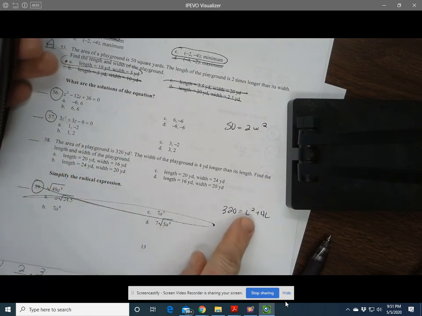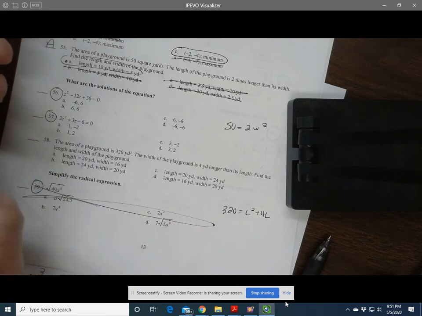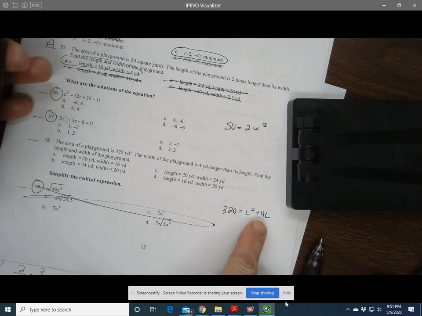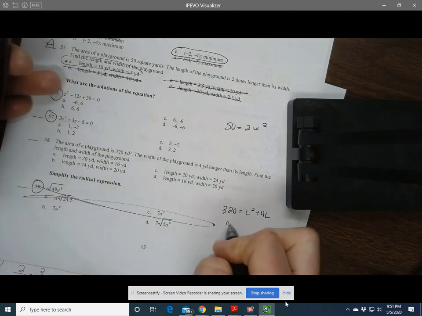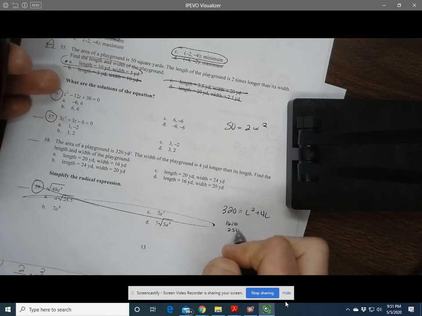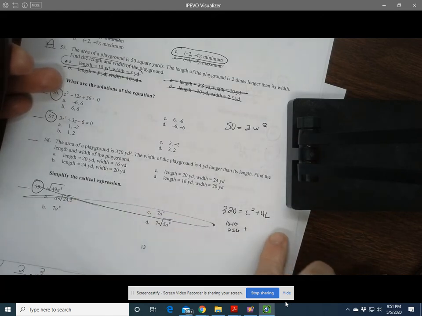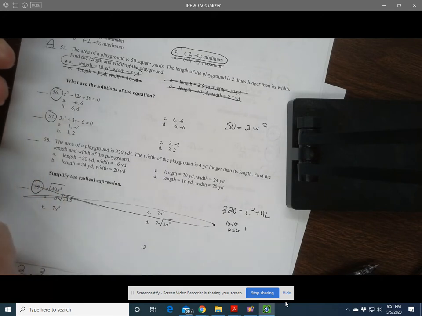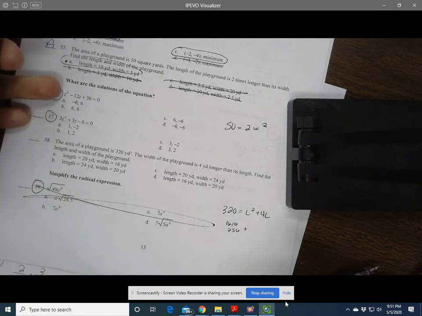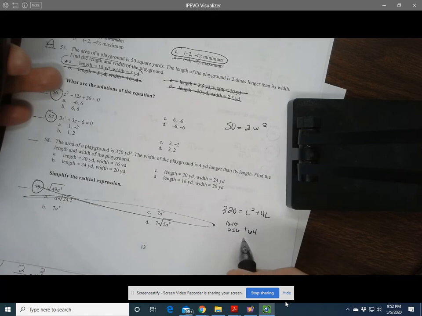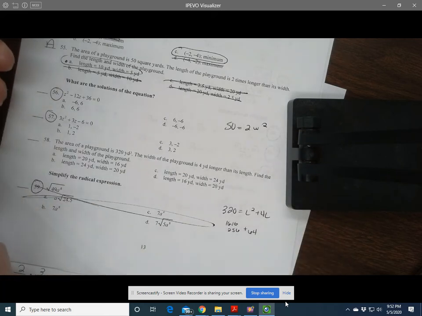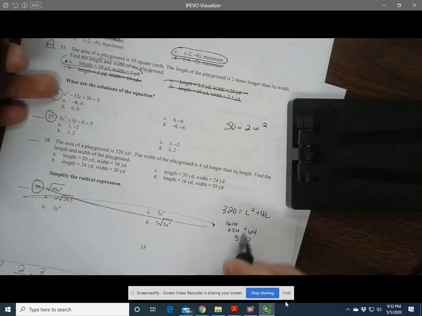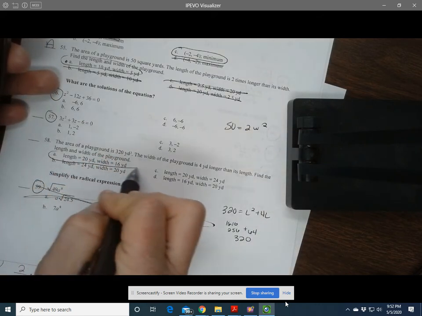If I plug 16 in there, 16 squared, 16 times 16 is 256. So I'm trying that one. 16 times 16, which is 256, plus 4 times 16. So 16 times 4 is going to be 64. So 256 plus 64 is equal to 320. So that does check out that the answer is A.